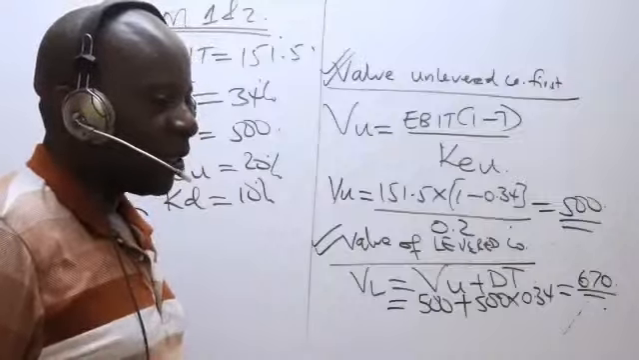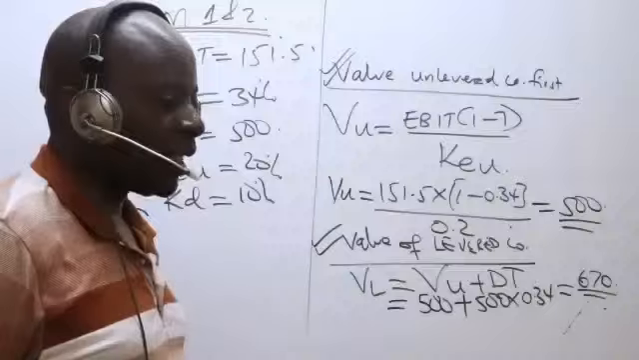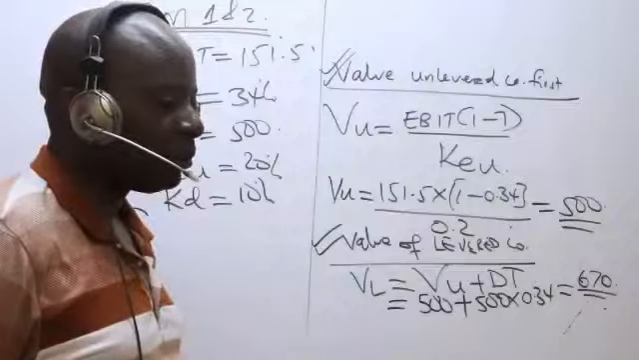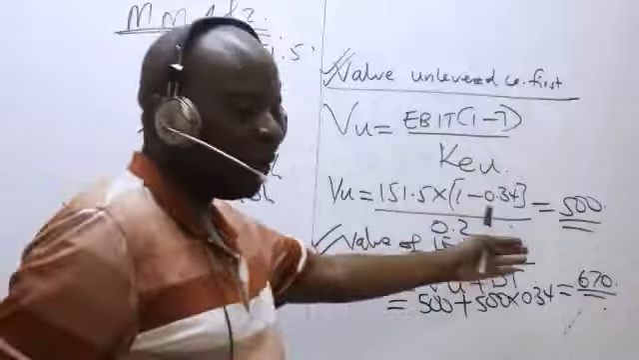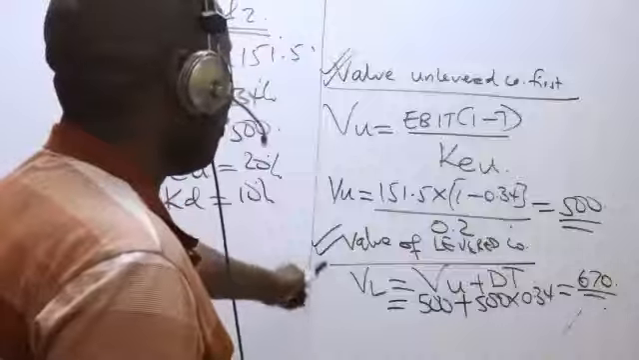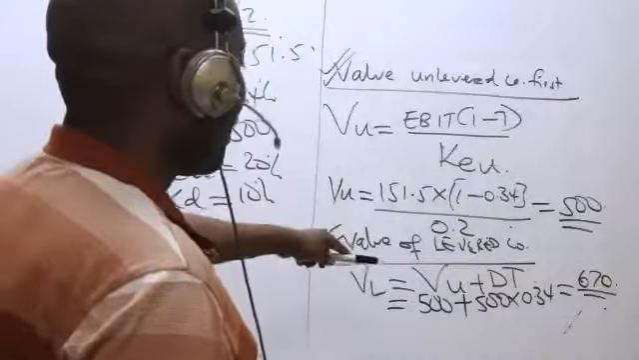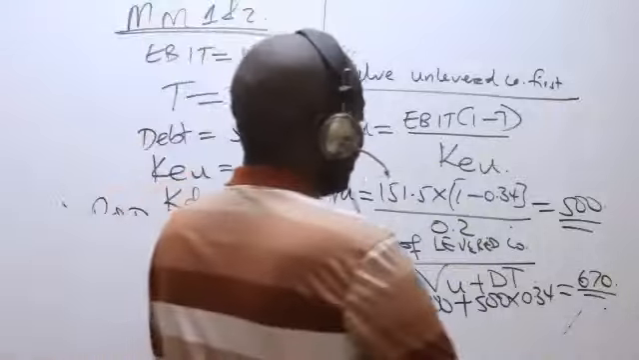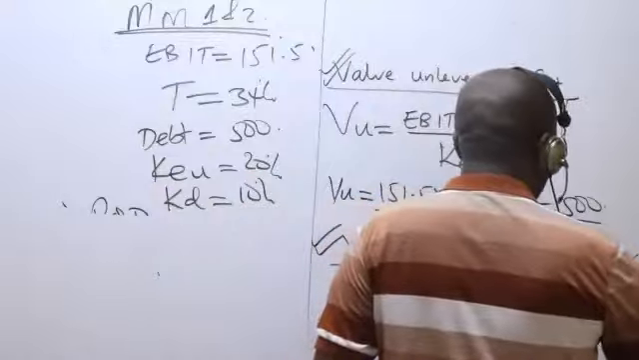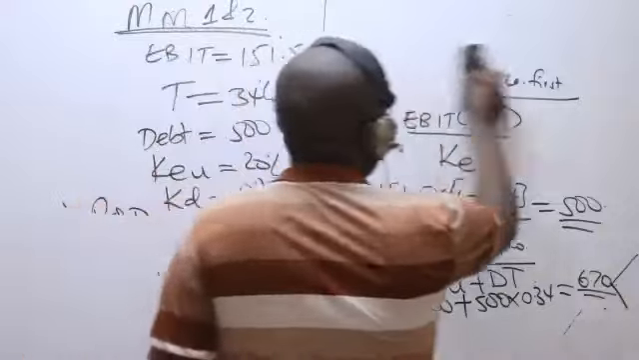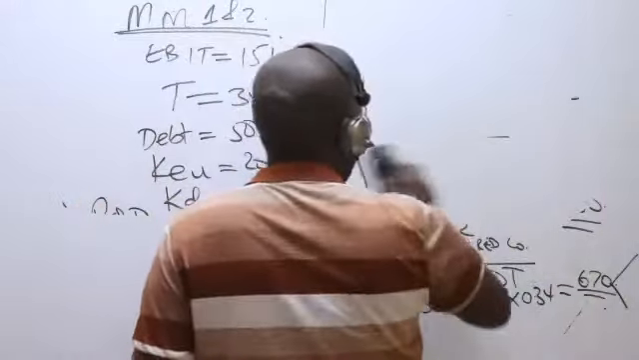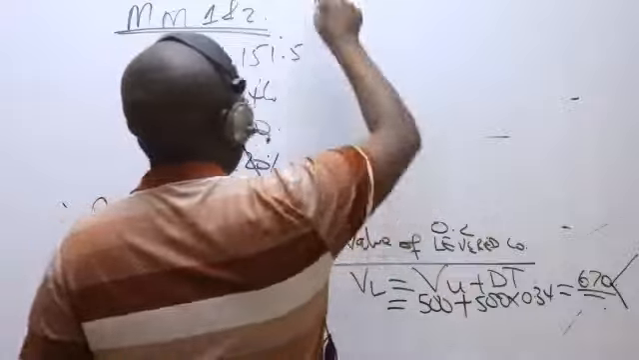All right. So after that, what do you think will be the third step? The third step, you break down value of the levered into debt and equity. Break this down. And fortunately, we know the value of debt.